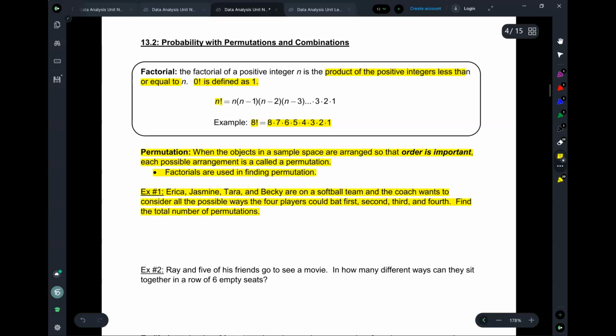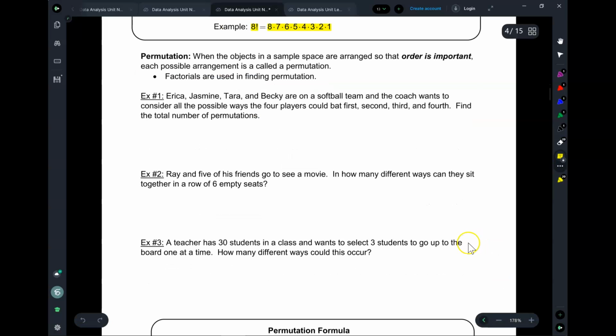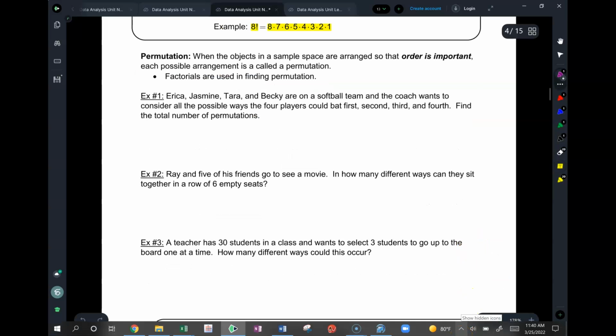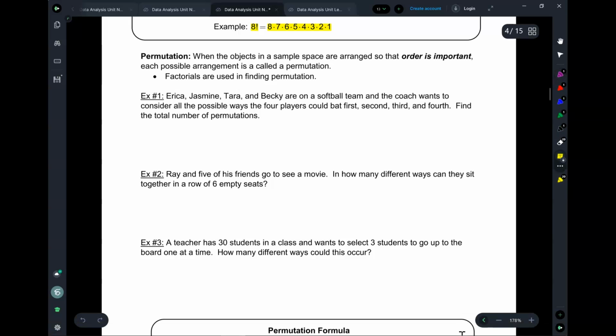Okay, now, let's talk about, why is it doing that? Okay, so let's talk about permutations. When the objects in a sample space are arranged so that order is important, each arrangement is a permutation. Okay? And factorials are used in finding permutations.